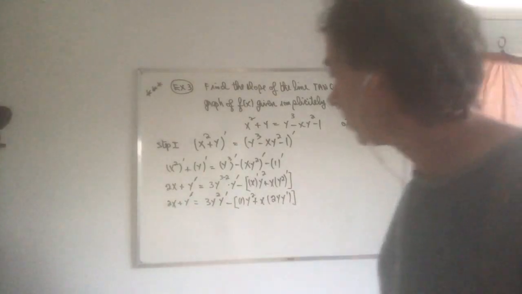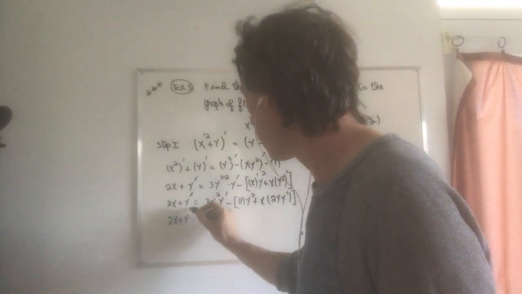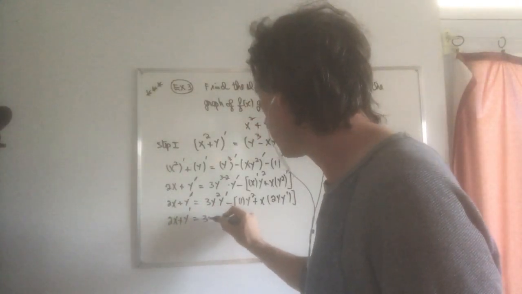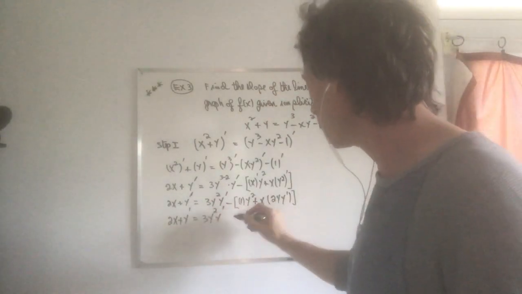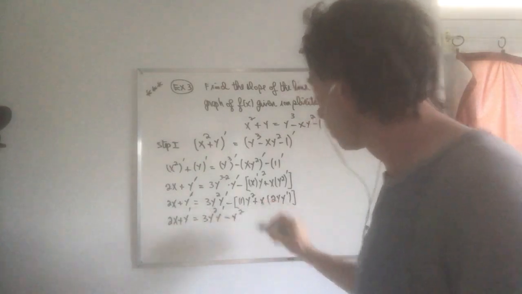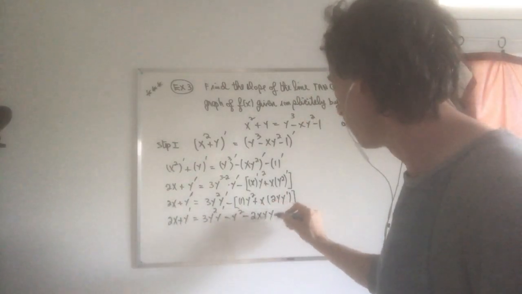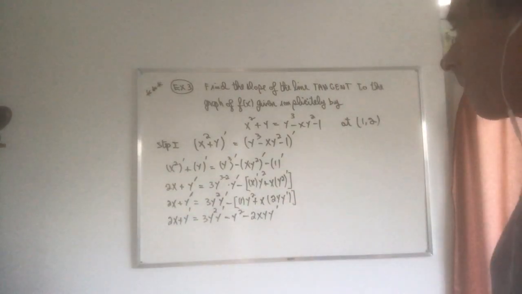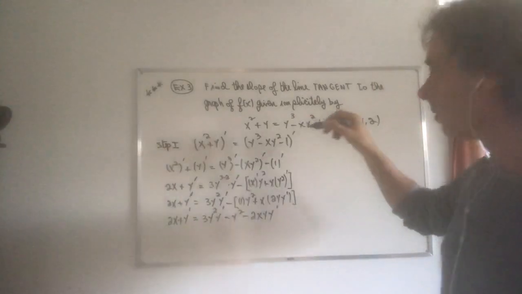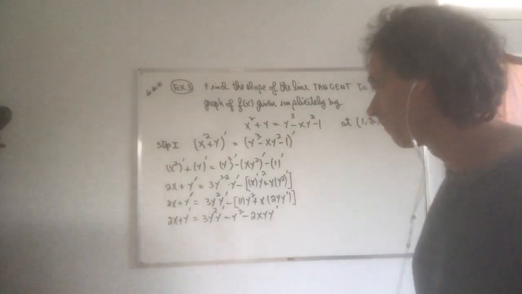Okay, let's clean this up a little bit, and we have step 1. So 2x plus y prime equals 3y squared y prime, minus y squared, and minus 2xy y prime. So a product rule and a chain rule in these problems. Maybe it's a 3.5 stars, I don't know.